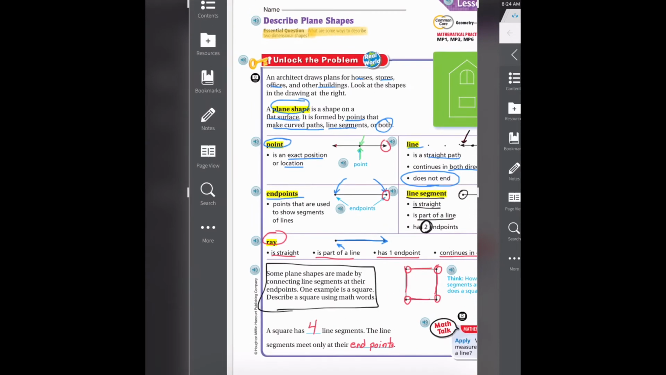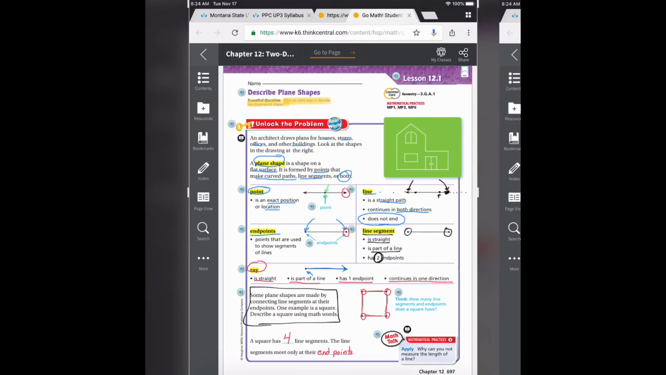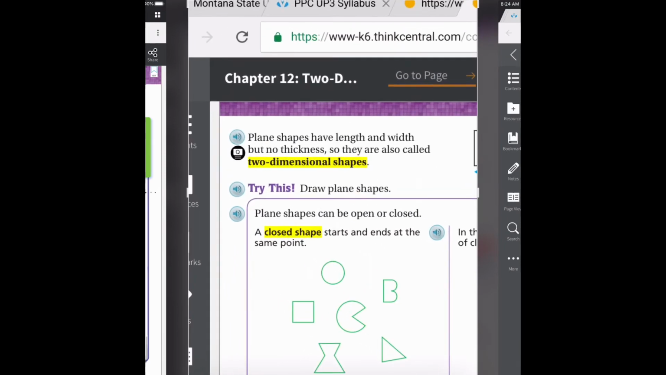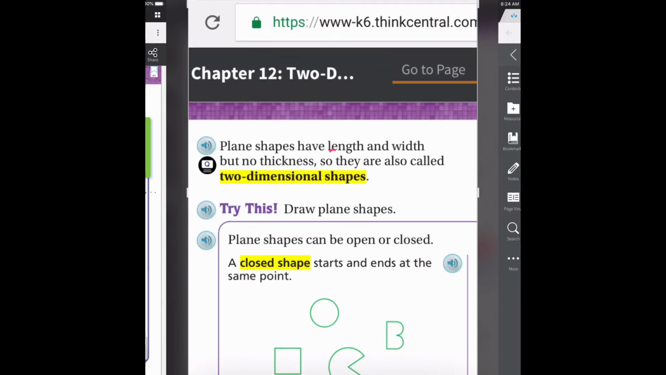Only at their endpoints. All right, that's the introduction page. Let's go to the next page where we can put in a little more work here. Plane shapes have length and width, but no thickness. They are also called two-dimensional shapes. It would be a three-dimensional shape if it had thickness or depth.